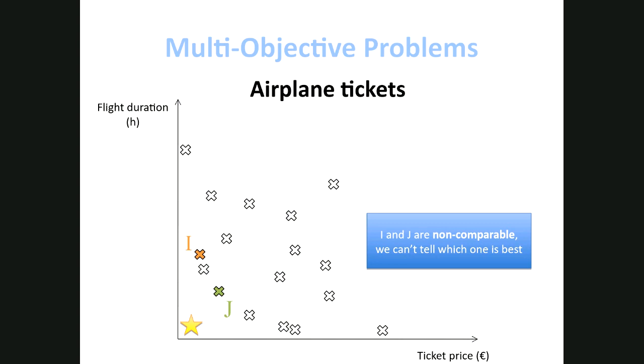Because point I, the ticket I, has a lower ticket price but a higher flight duration, while J has the opposite: the ticket price is slightly higher, but the flight duration is also smaller. So it's a little bit weird. But for example, let's take point I in particular. If we take just point I, can we find a point that is clearly worse than I? One of the other points in white that is clearly worse.